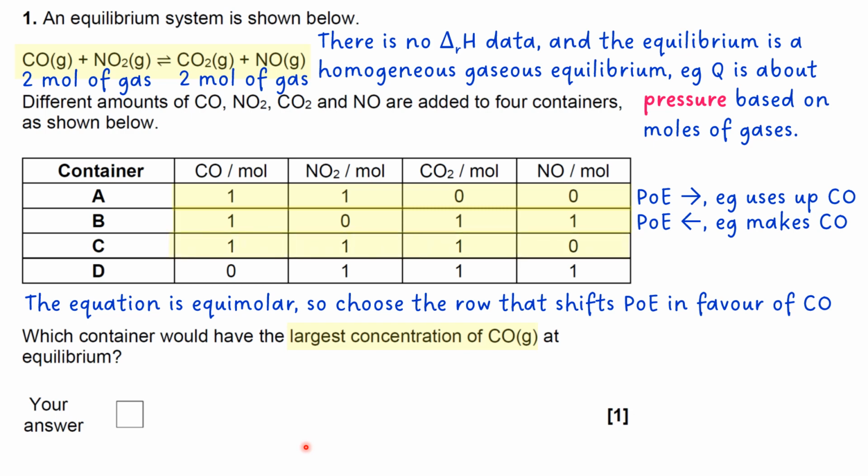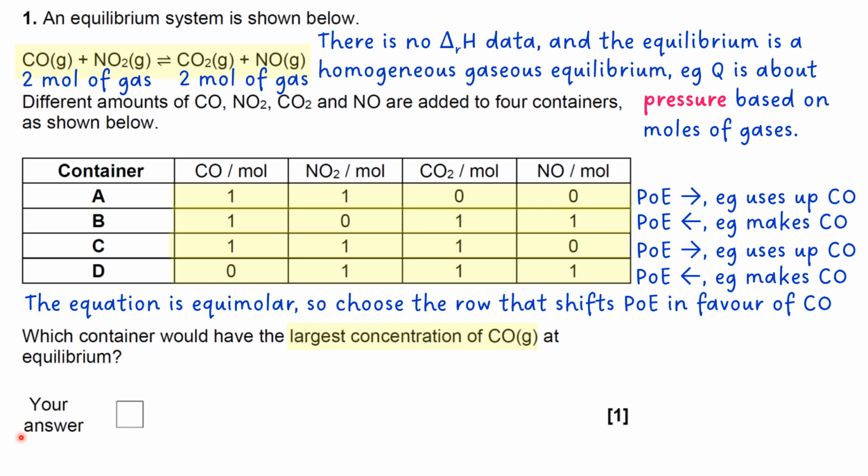In C, it's the same situation as in A. Although there is some carbon dioxide, there's no nitrogen monoxide here. So therefore, the position of equilibrium will shift to the right and use up carbon monoxide. And in D, you've got no carbon monoxide at all to start with. So obviously the position of equilibrium will shift in favor of making some more carbon monoxide, and therefore it will shift to the left.